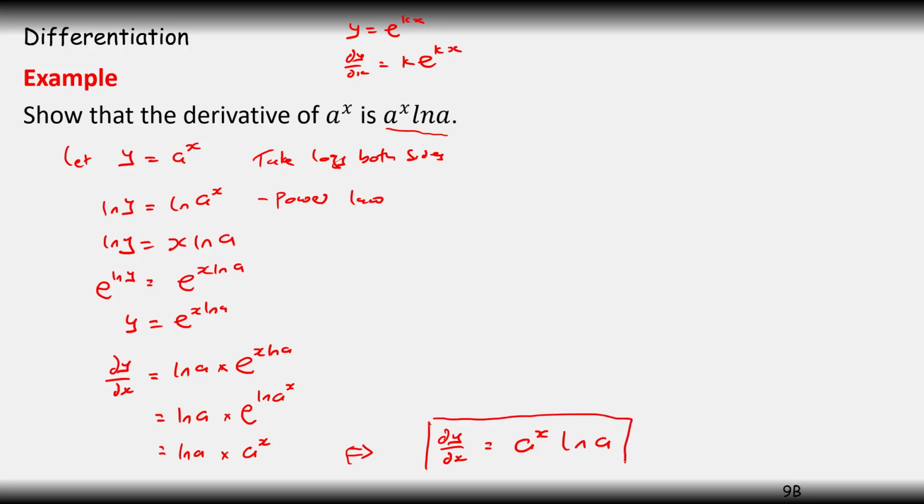So what I want you to do is to hit pause, copy that down, and when you're ready, hit play again, and we'll look at another example. Okay, good.